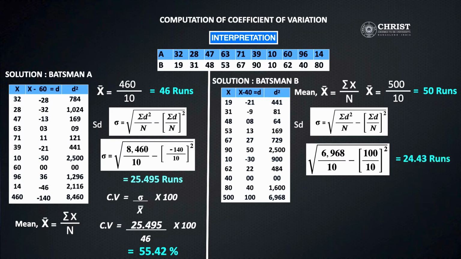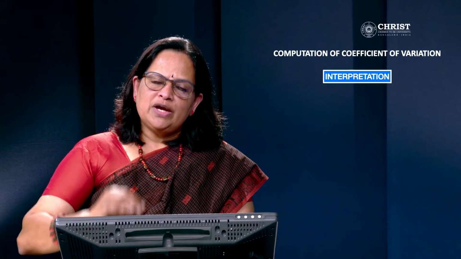Now coefficient of variation is equal to standard deviation divided by mean into 100. That is equal to 48.86%. Now we come to the most important thing, interpreting the data.